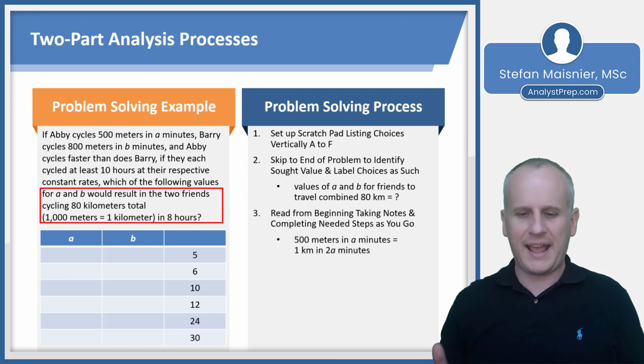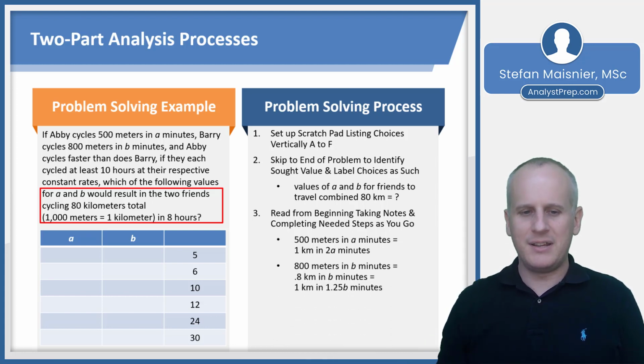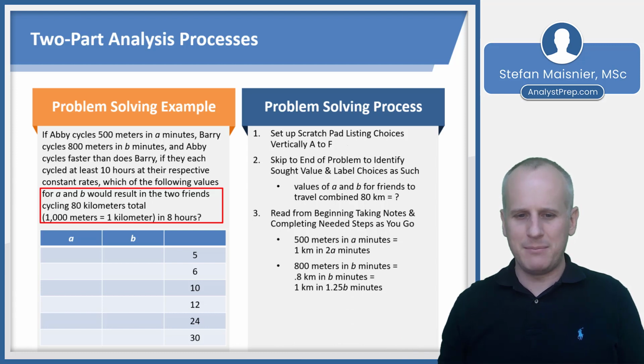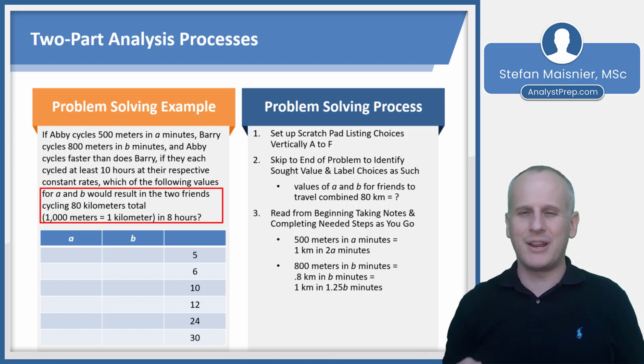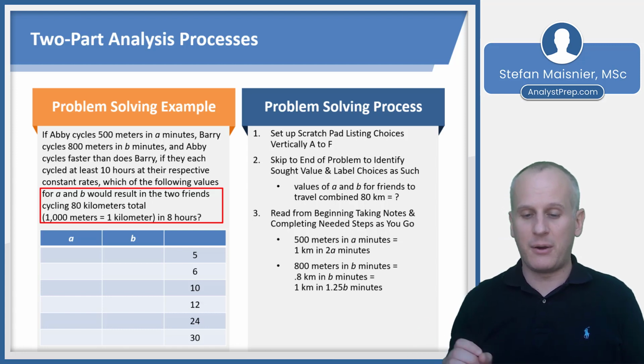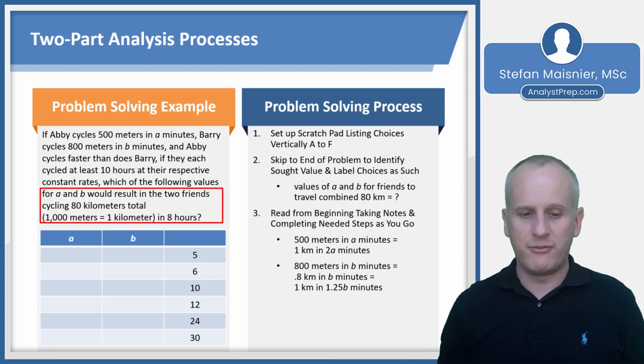So first we see that Abby cycles 500 meters in A minutes. So since we're translating to kilometers, I'm just going to make that kilometers right now. I know that Abby's going to go 1 kilometer in 2A minutes. Then we get Barry. He cycles 800 meters in B minutes. And again, I need to convert that to a kilometer metric, so that's going to be 0.8 kilometers in B minutes, and that's going to be 1 kilometer in 1.25B minutes. And again, I could just divide 1 by 0.8 using the calculator here because it's present to figure out what my 1 kilometer rate is going to be for Barry.